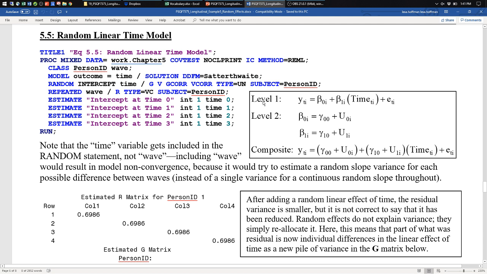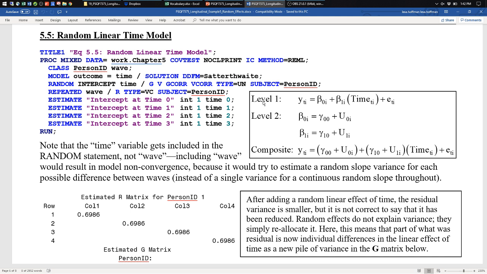Last model then, we'll get this started and then revisit it on Tuesday. Random linear time. So spot the change in the code. What makes it different than the previous model? Time. Time where? Yeah, random line. Now there are 2 things that vary randomly across persons, their intercept and their time slope. Now it matters that we have type equals UN. It's a 2 by 2 matrix at level 2.